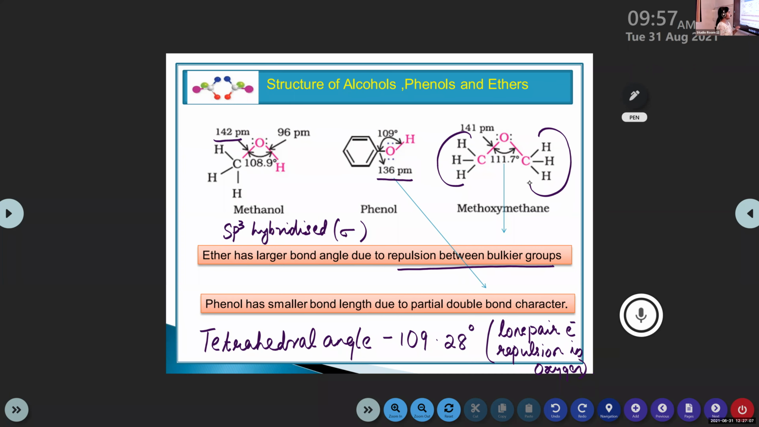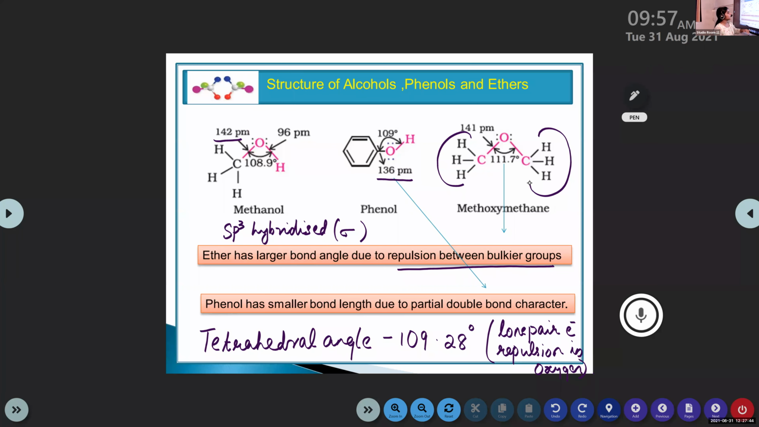Then in the case of phenol, when you look at the bond length, it is slightly lesser than methanol, right? The reason is, first, sp2 hybridized carbon. This oxygen is attached to sp2 hybridized carbon because a double bond is there in the aromatic ring. And the second thing is that oxygen will acquire a partial double bond character because it is attached to an aromatic ring. There is a chance for resonance structures. So when these electrons move from one to another, there will be a chance for oxygen to get a partial double bond character. That's the reason.